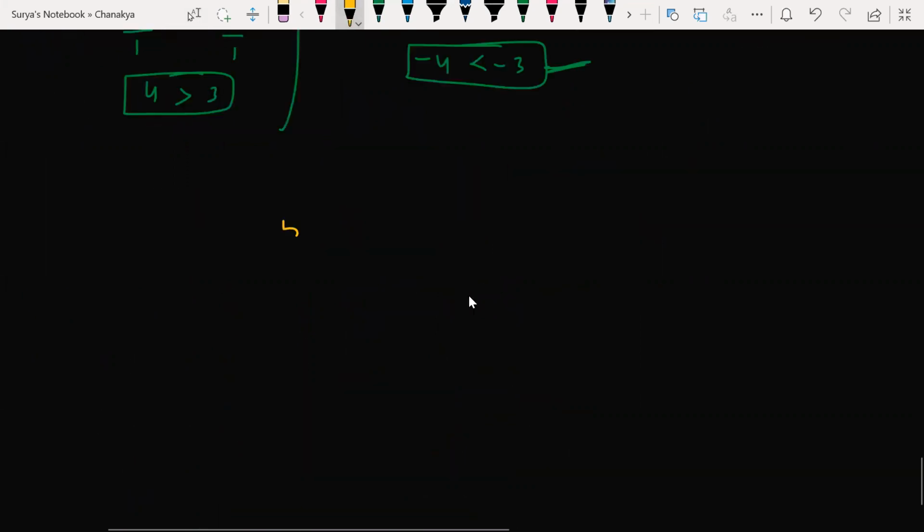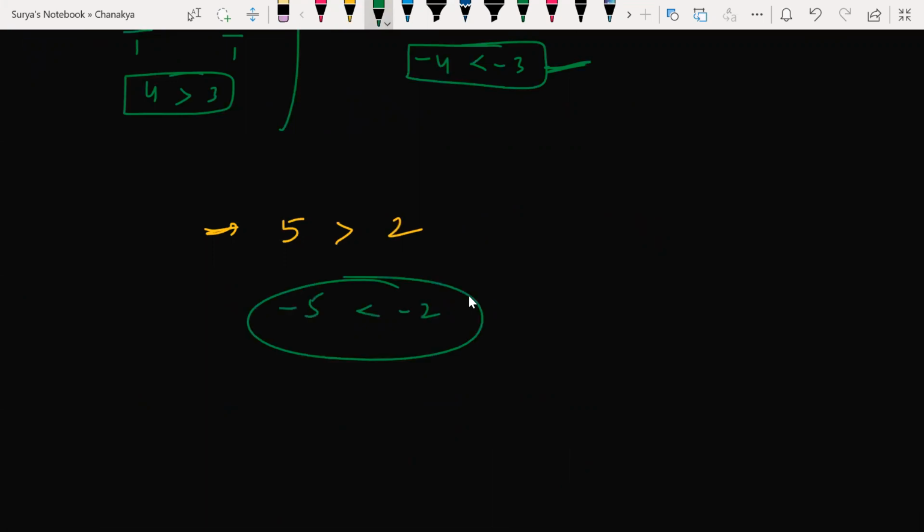Look at this. First of all, everyone knows this: 5 is greater than 2. If I multiply with minus on both sides, what happens? Minus 5, minus 2. The inequality changes. When you multiply with a minus on both sides, the inequality always changes.